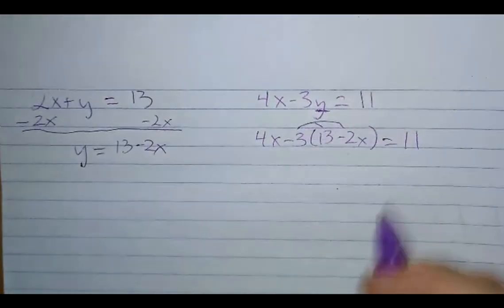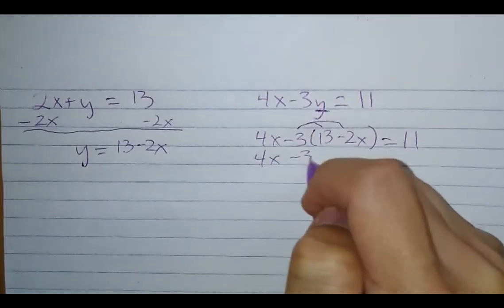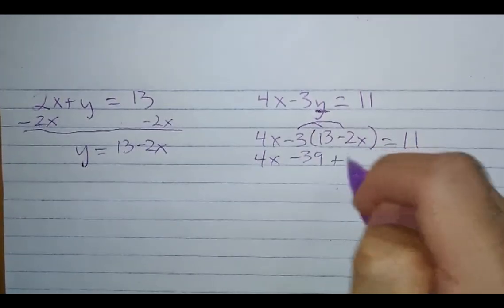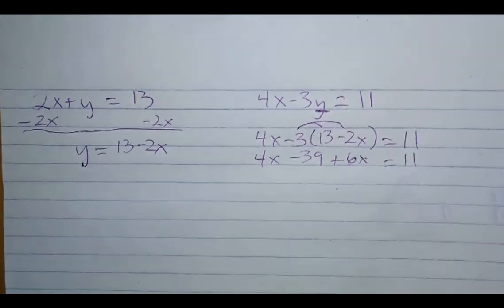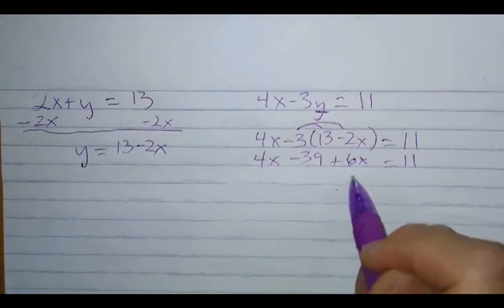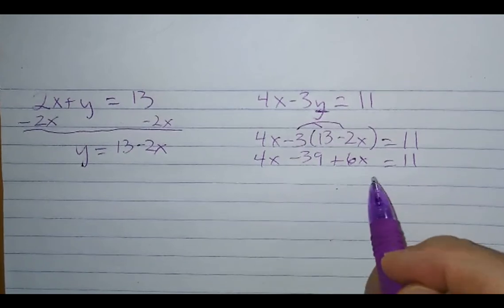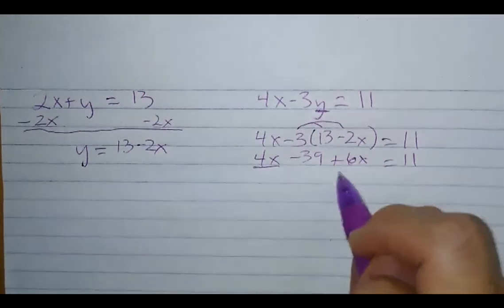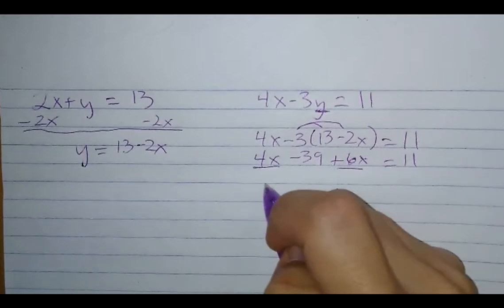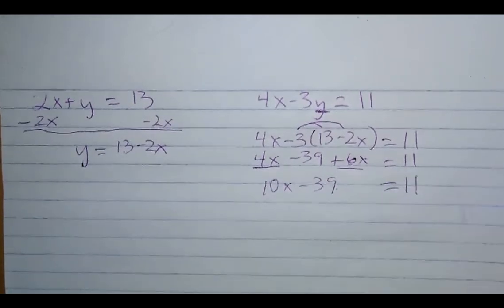-3 distributes to everything in the parentheses. So 4x minus 39 plus 6x equals 11. Keep in mind, that's a -3 here, multiplies with a -2x, that's a plus 6x. Now we can combine terms, get x by itself. That combines to give us 10x minus 39 equals 11.